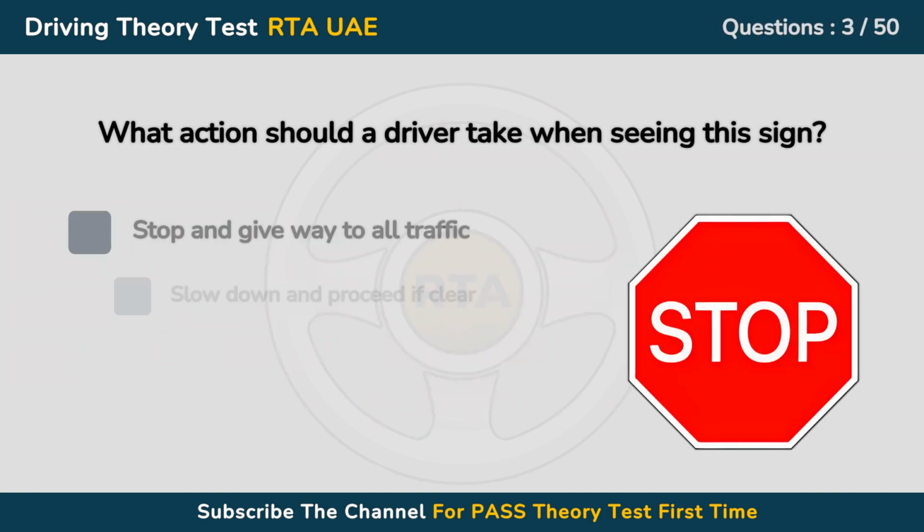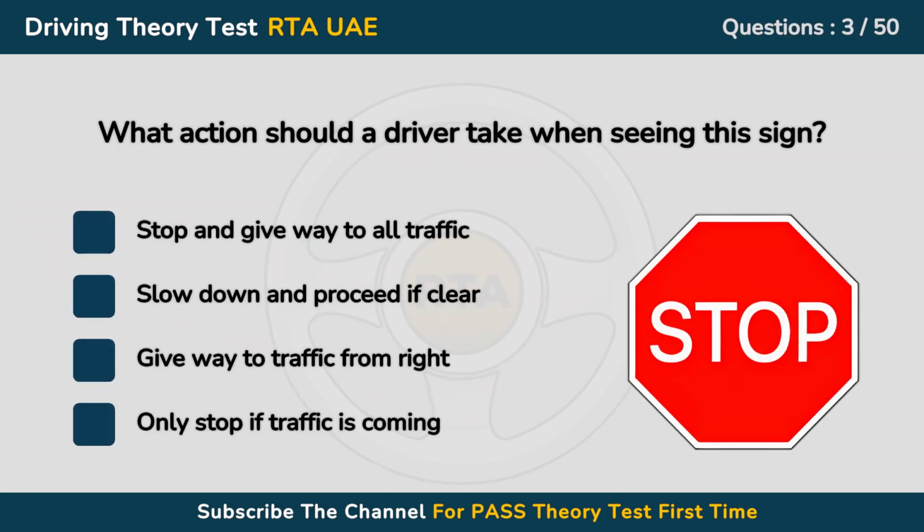Question 3. What action should a driver take when seeing this sign? A. Stop and give way to all traffic. B. Slow down and proceed if clear. C. Give way to traffic from right. D. Only stop if traffic is coming.